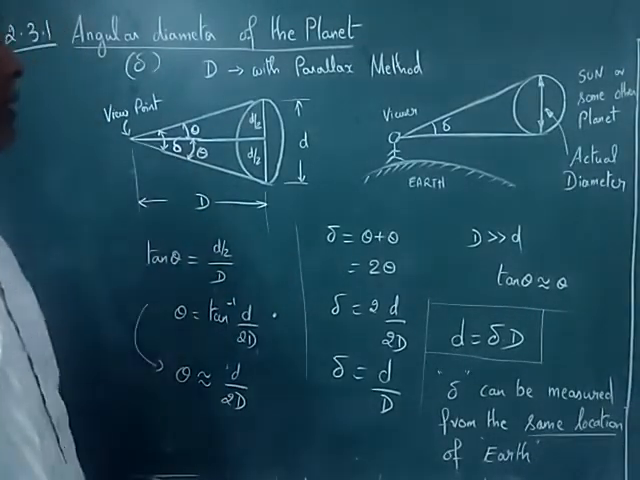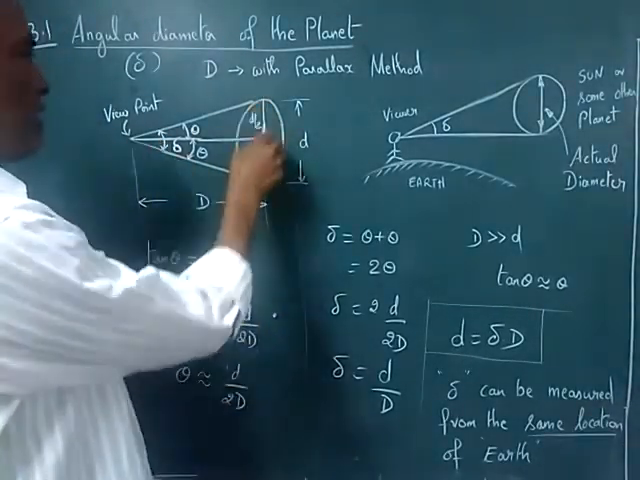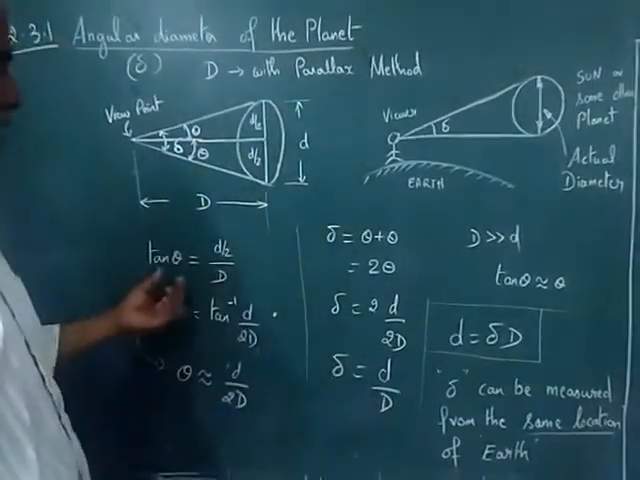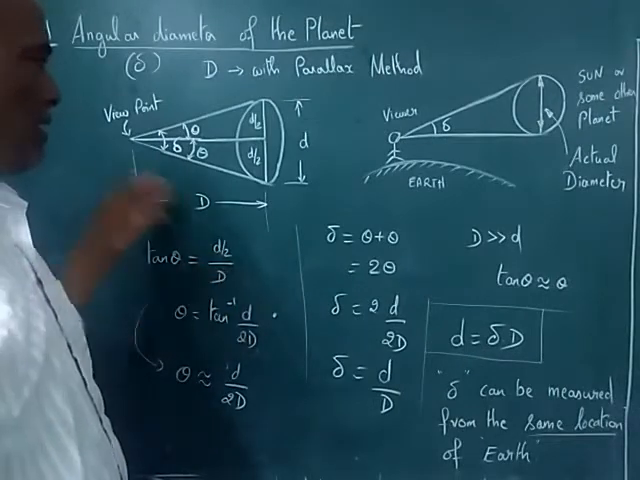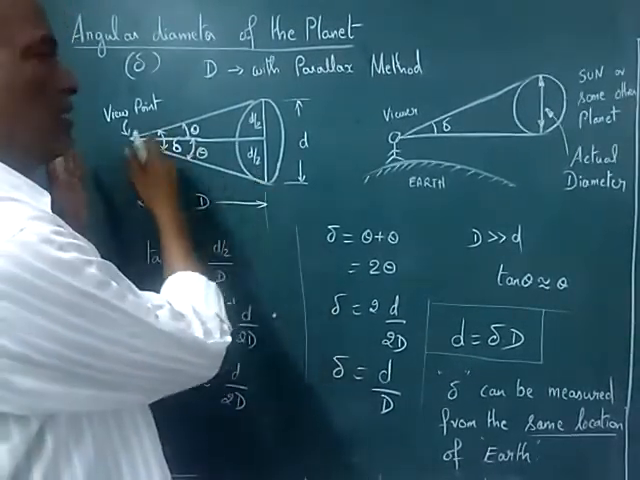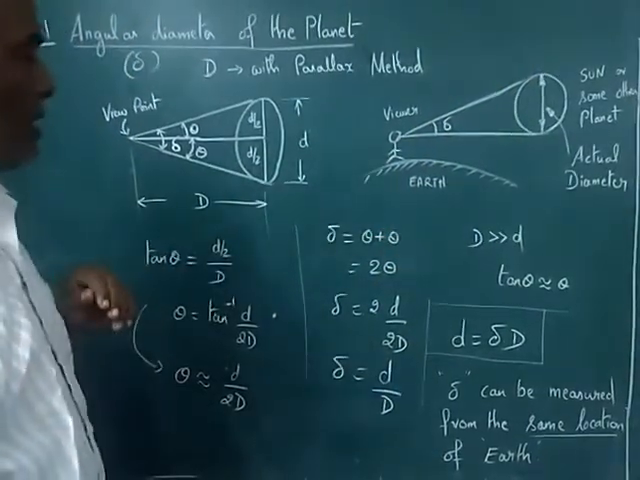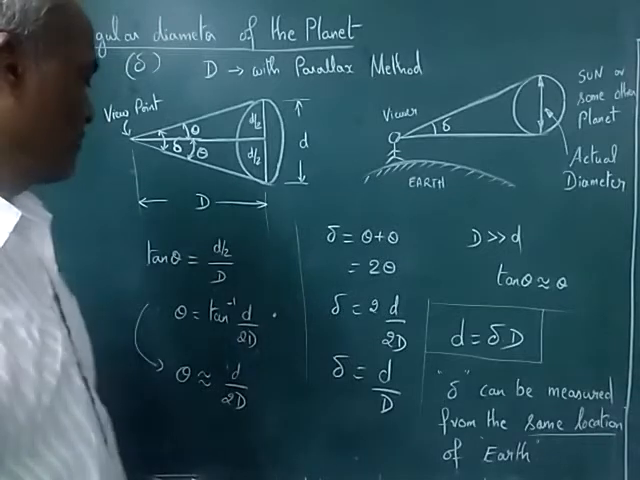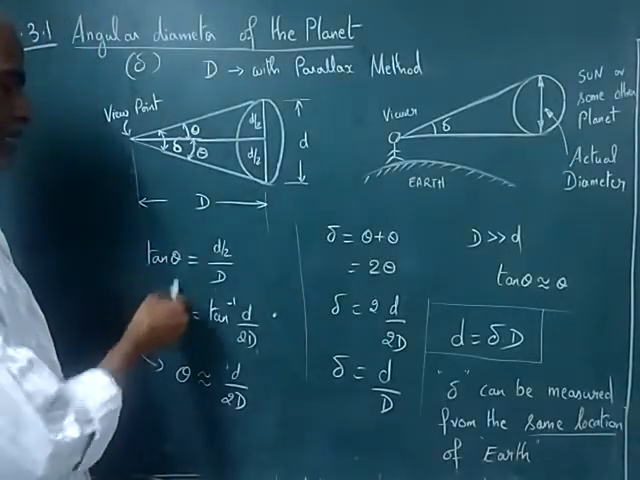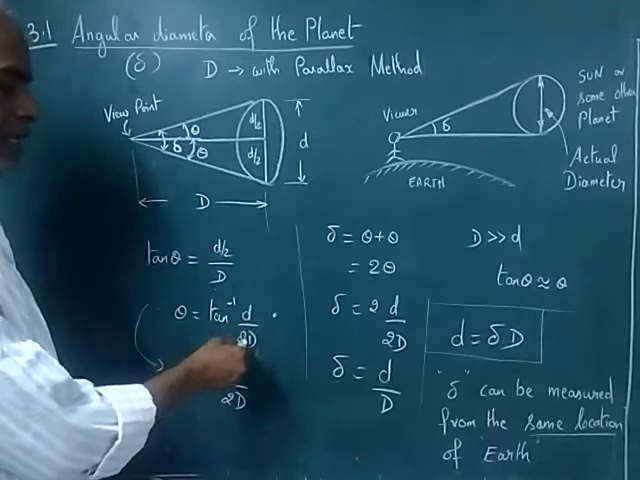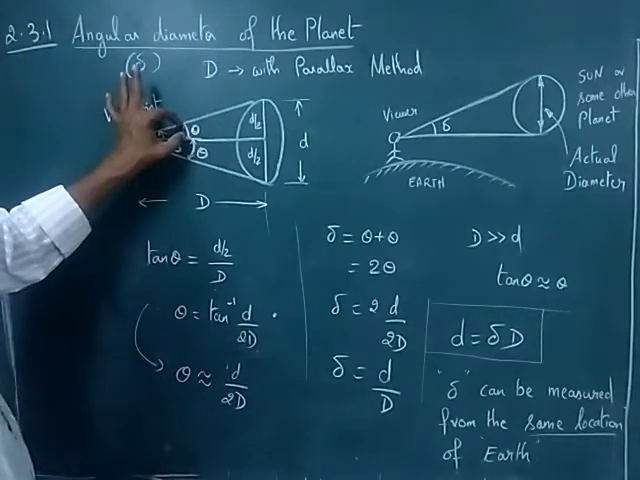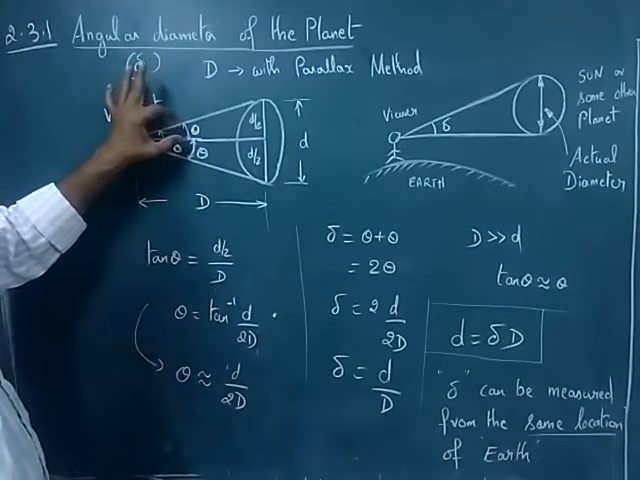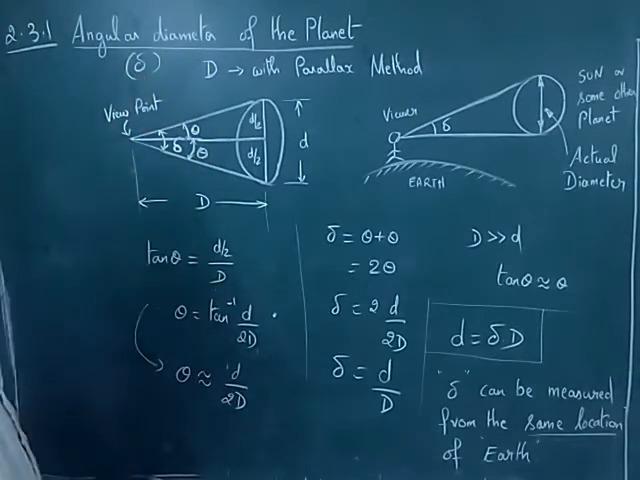Okay. Now if you consider this triangle, tan theta is equal to opposite side by adjacent side. So tan theta is d by 2 by D. D is the distance between the earth's surface and the planet. And how did we get this D? This D we measured using the parallax method, right? Now here theta is equal to tan inverse of d by 2D. This is only for this angle. Whatever we measure for this side, the same thing happens for the other side also.